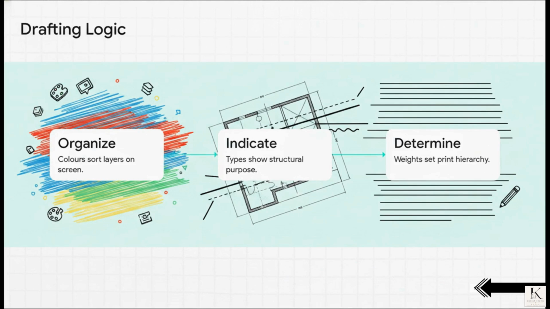First, colors organize the digital layers so the drafter doesn't get confused. Second, the line types, like continuous or dashed, indicate the physical element's structural purpose. And third, the line weights finalize the physical print's overall visual hierarchy.